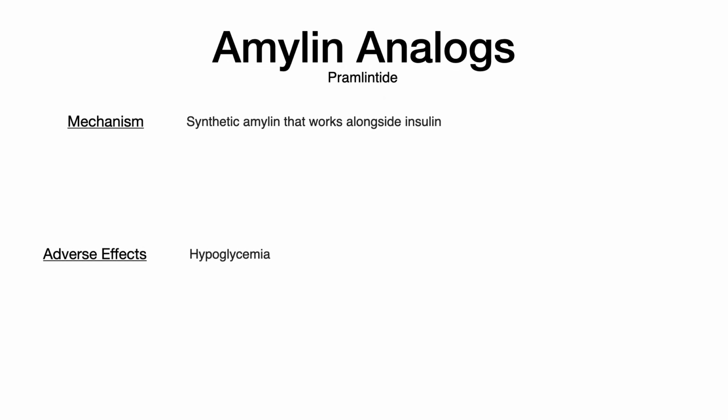The mechanism is that it's a synthetic amylin that works alongside insulin. So I'm not going to get into the subtlety and the physiology of how amylin works, but it works with insulin to help insulin do its job. And this is just a synthetic amylin. So you're basically giving something that is a synthetic chemical that usually will help insulin promote the decrease of glucose. Adverse effect is hypoglycemia. Nothing really major or high yield to know here. I don't have a mnemonic for you. Just know that amylin works like insulin, and that should make sense because they both end in lin. Insulin, amylin. And that's it, guys.